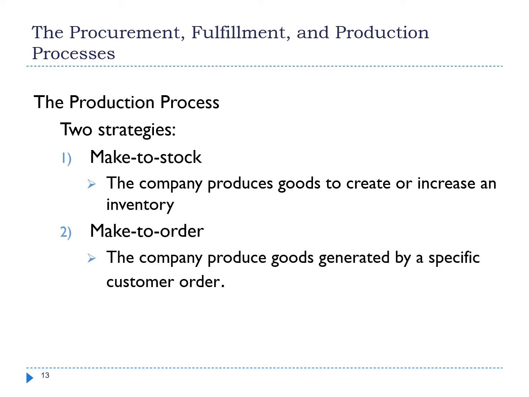With the make to stock strategy, the company produces goods to create or increase inventory. With make to order, the company produces goods generated by a specific customer order.